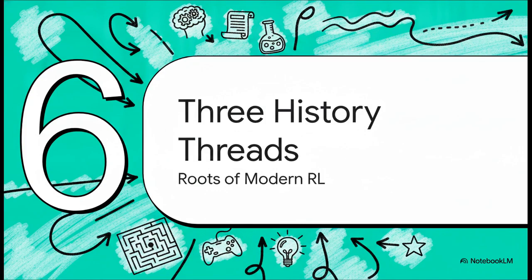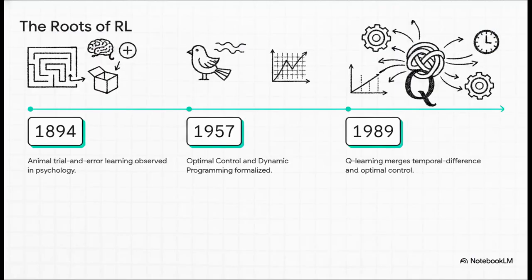And finally, Part 6, 3 Threads of History. To fully appreciate modern reinforcement learning, it is absolutely wild to see how disciplines that rarely even spoke to each other ended up building this entire field. The first thread started way back in the late 1800s with animal psychology. The second thread is highly mathematical, originating in the 1950s with Richard Bellman formulating equations for dynamic programming. And the third thread dealt with predicting secondary reinforcers over time.